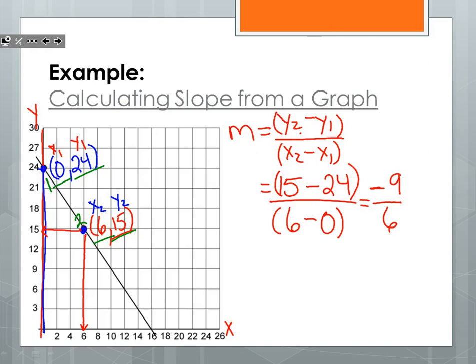Now this is another improper fraction. I need to look and see which number can go into both. Can 2? 2 can go into 6, but 2 can't go into 9. Can 3? 3 can. 3 can go into 6 twice, and 3 can go into 9 3 times. So it's going to be 3 over 2. But I've got to remember, this negative sign has to come over. So my slope is negative 3 over 2.